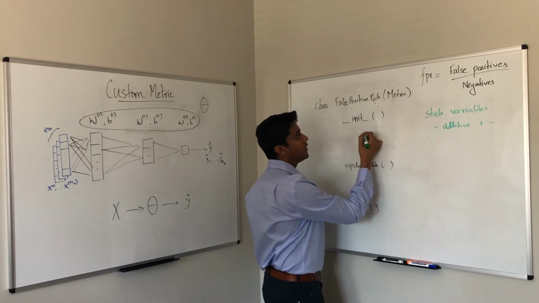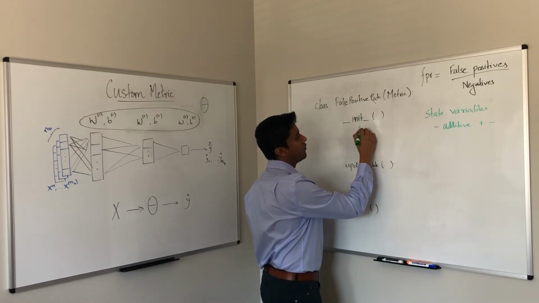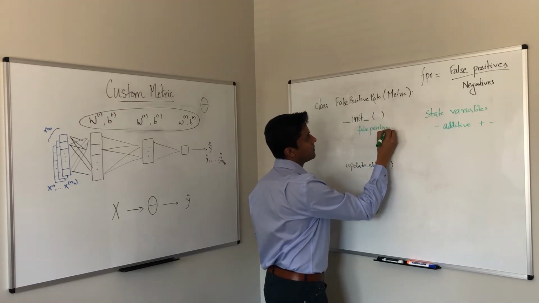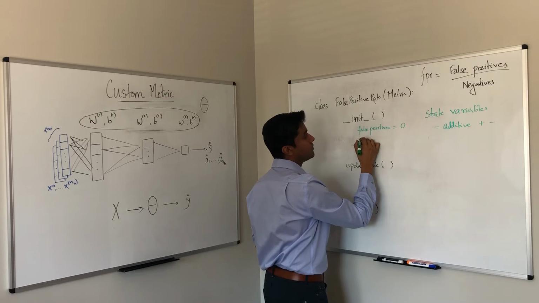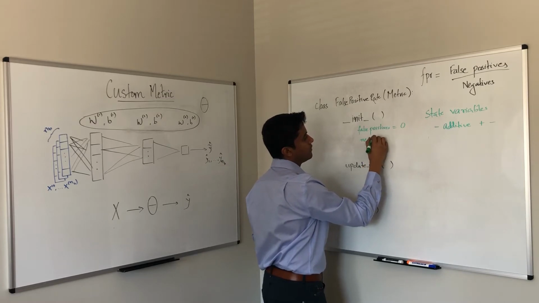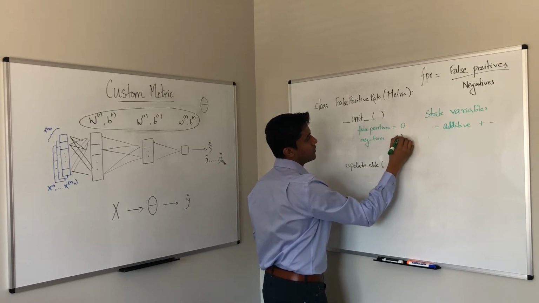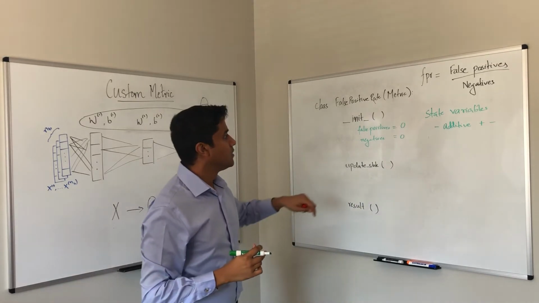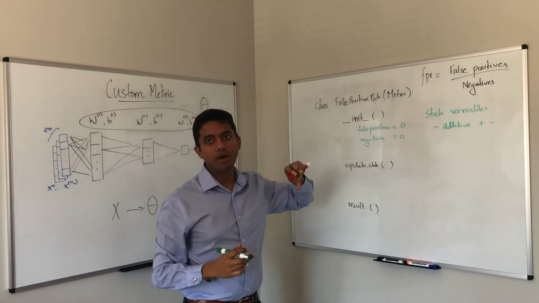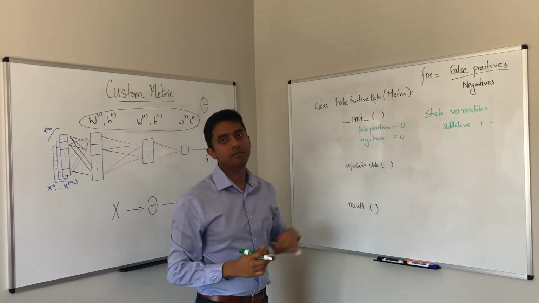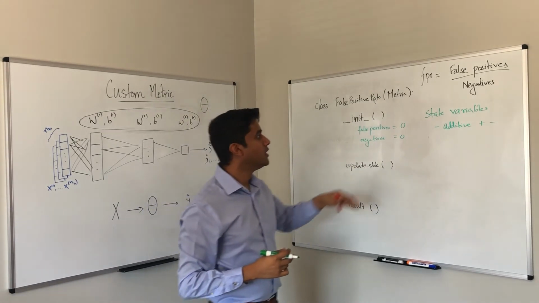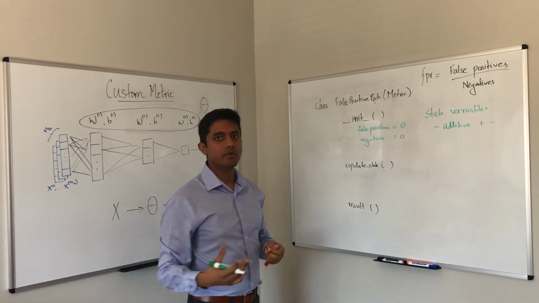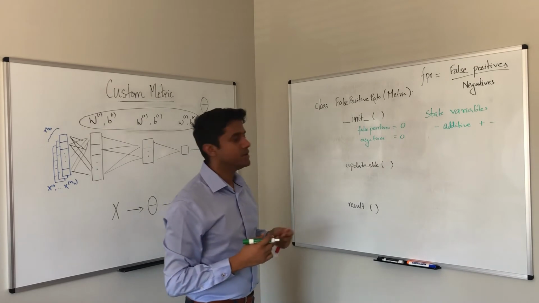So in the init function, I'm gonna put false positives equal to 0 and negatives equal to 0. This is nothing but initialization. So we initialized our state variables and made the initial values as 0. The initial values could be something other than 0 as well. That depends on the problem and the state variables. In this case, it is 0.